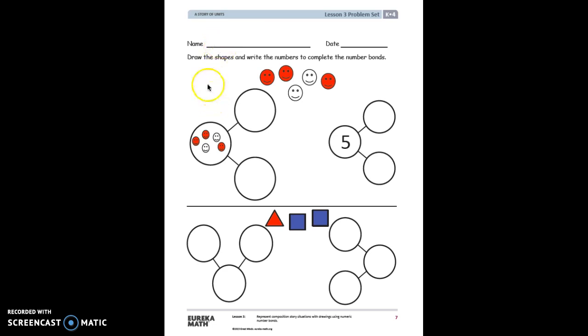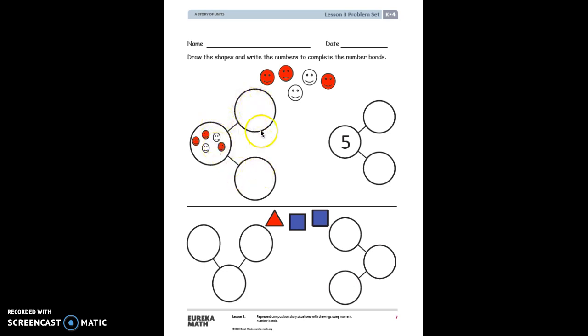Welcome back. This says, draw the shapes and write the numbers to complete the number bonds. So up here, I see 1, 2, 3, 4, 5 smiley faces. I have all 5 smiley faces in this circle of the number bond. Can you draw the shapes and write the numbers to complete the missing parts of the number bond? How many red smiley faces do you see? How many white smiley faces do you see?